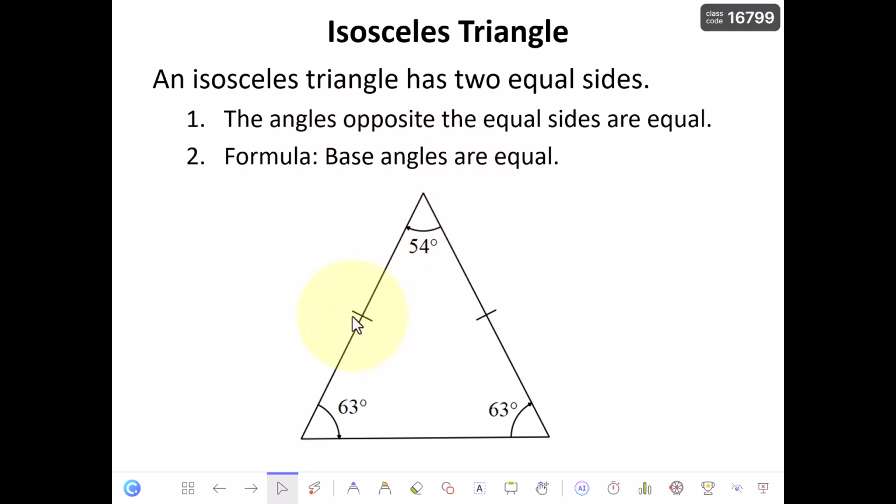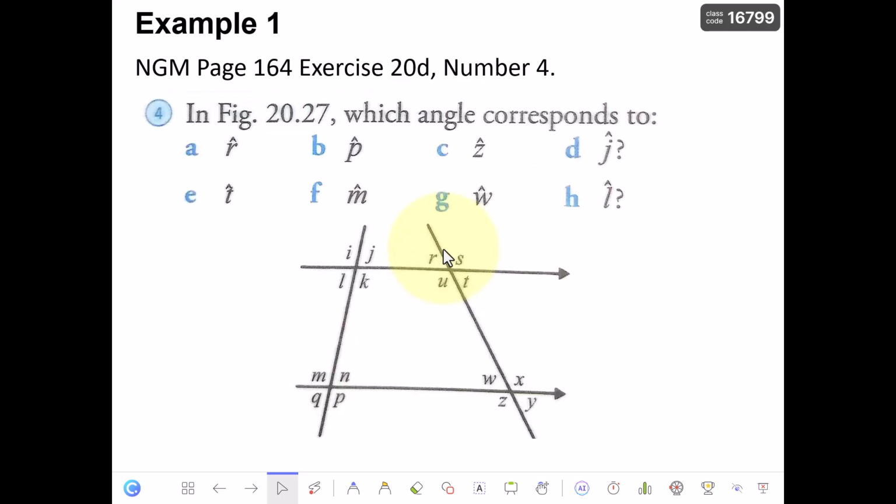So take note of this. You see this symbol, this line on these two sides. It shows that these two sides are equal. So take note of this. Now, this is an example I want us to do.